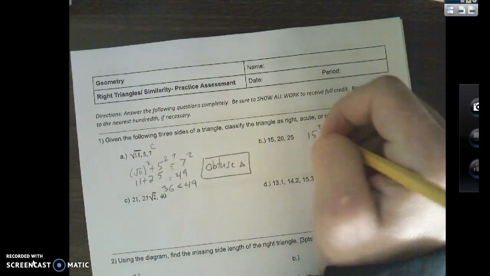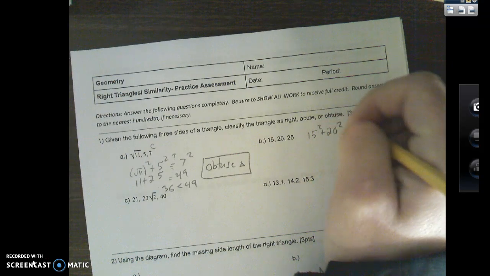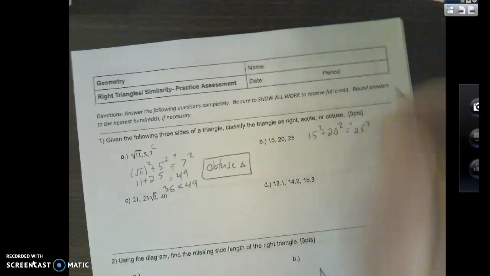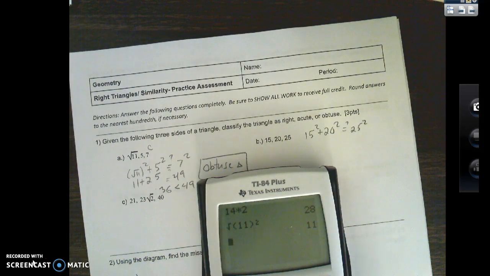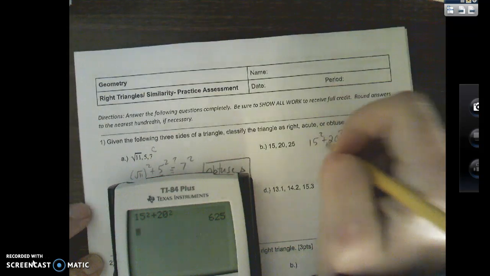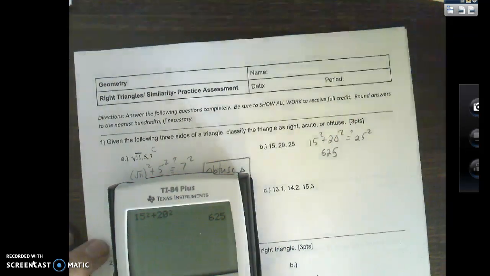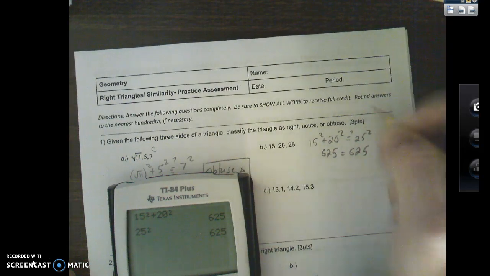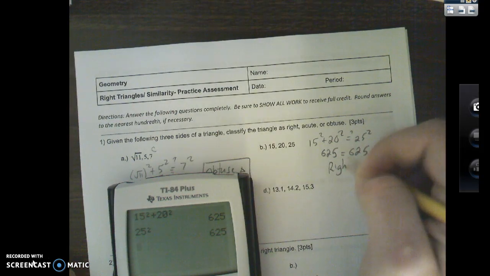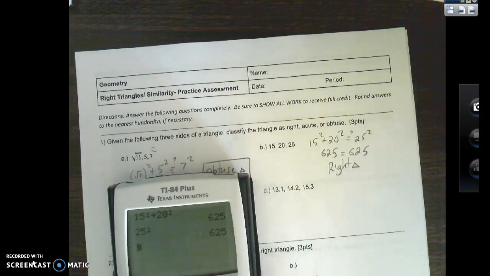15 squared plus 20 squared, see if it equals 25 squared. So what we're doing here is 15 squared plus 20 squared gives 625. And if I do 25 squared, I get 625 as well. If they equal each other, it's a right triangle, good to go.